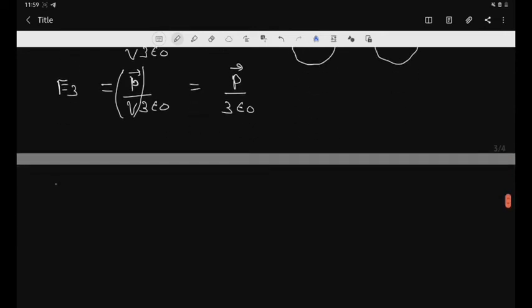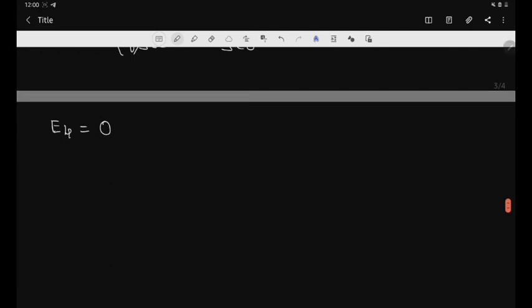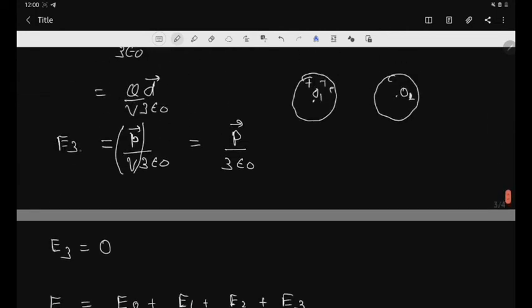Now finally, the electric field due to the charges inside the sphere will be 0, because the charges will be of both types, positive and negative, and the net charge will be 0. So the electric field due to them will also be equal to 0. Now we can write the field at O because of all these contributions: E0 plus E1 plus E2 plus E3. All things we have found. Okay, sorry, this is E3 and I think this was E2.